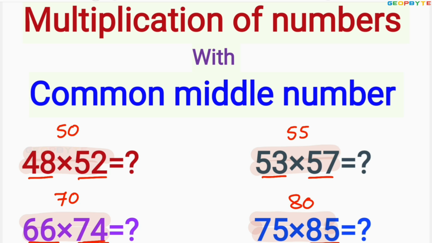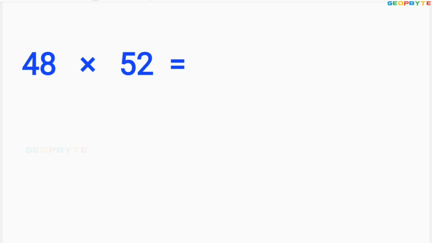Dear friends, remember, if the multiplication numbers are given like this with a common middle number, then the multiplication process is very easy if you do it based on the middle number. How it works, we will discuss very clearly. Now let us take the very first one, 48 multiplied by 52. As you know, the middle number for these two numbers is 50.